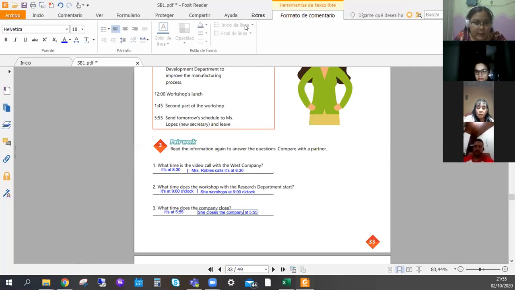Okay, let me see. What time does the workshop? The workshop means el taller o el entrenamiento. The workshop with the research department. They are talking about the workshop. The workshop with the research department. Todo eso es el sujeto. They are talking about, están hablando de a qué horas empieza el taller con el research department.